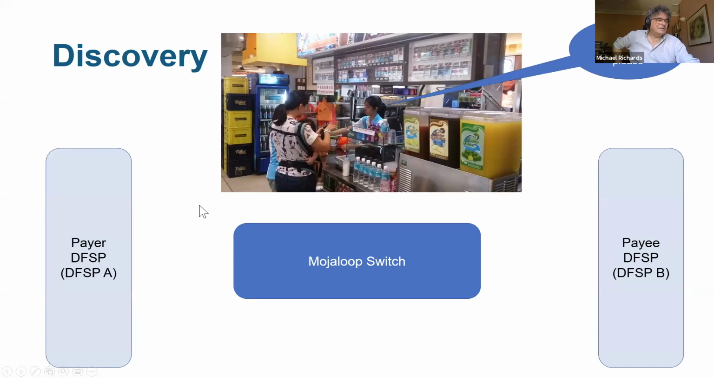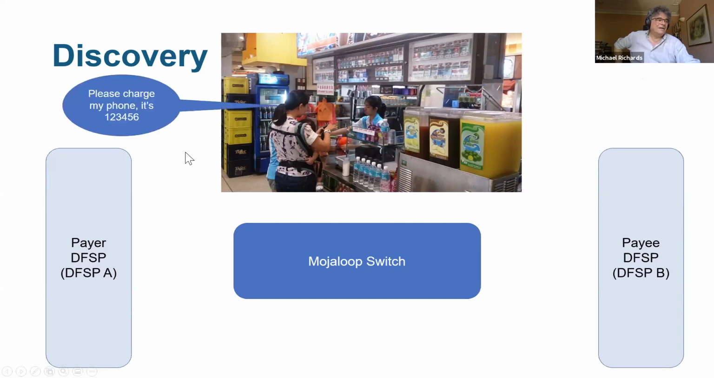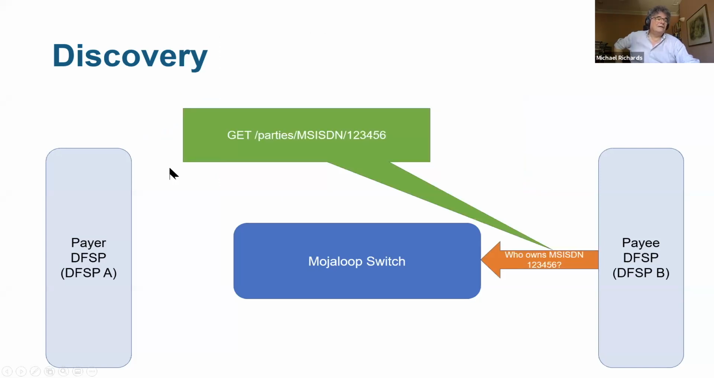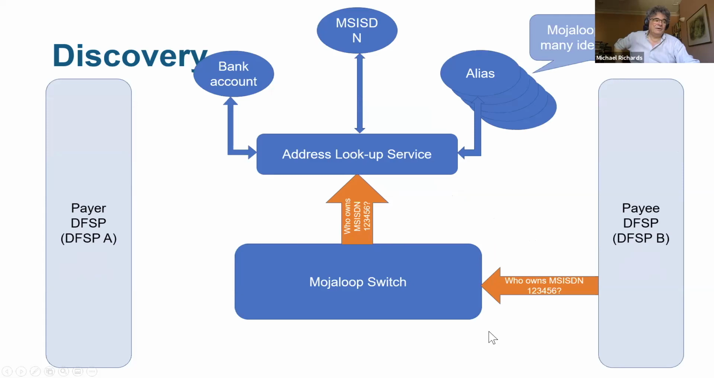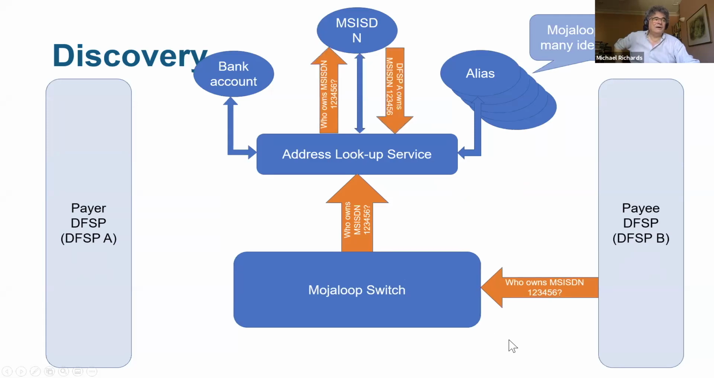So let's suppose that I'm in a shop. Actually, I'm not as good looking as that, but you see what I mean. The shop assistant says that'll be 1,000 Rand. And I ask her to charge my phone, and I give her my phone number. The payee DFSP, the merchant's bank, then asks the switch, who owns that phone number? We go through the same lookup process as we did the opposite way round when we were looking at person-to-person transfers.